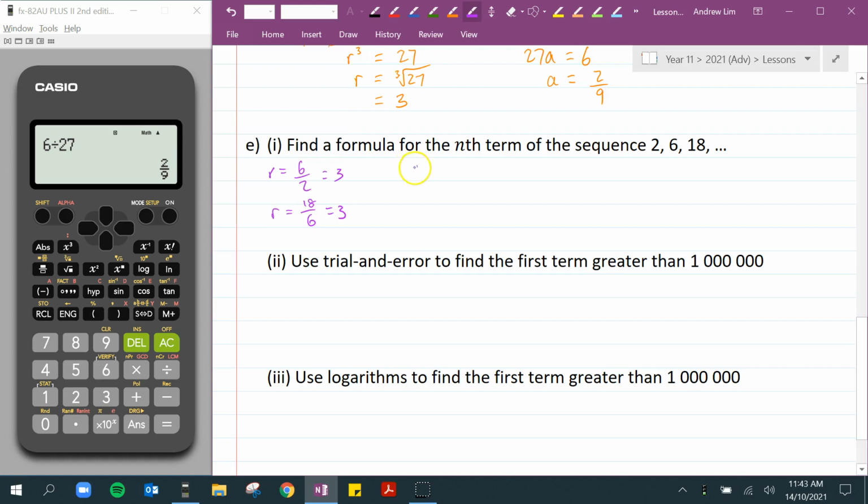So the nth term will be A times R, which we've worked out here is 3 to the power of n minus 1. That's it. Now, if you want to, you can just write it as 2 lots of 3 to the power of n minus 1. But just remember that the power of n minus 1 applies to the 3 only and not the 2 as well. Do not do this. Okay, that is incorrect.